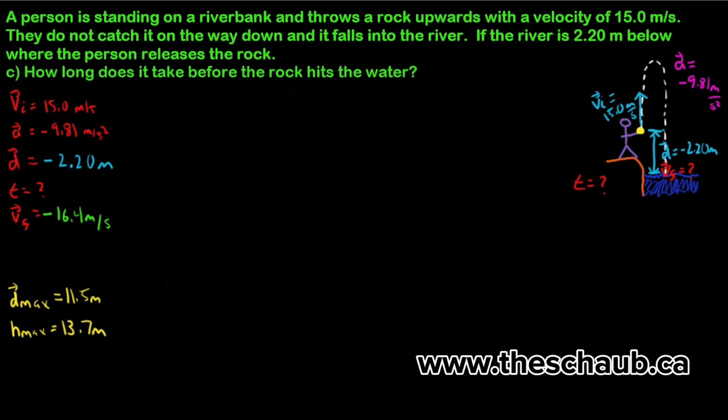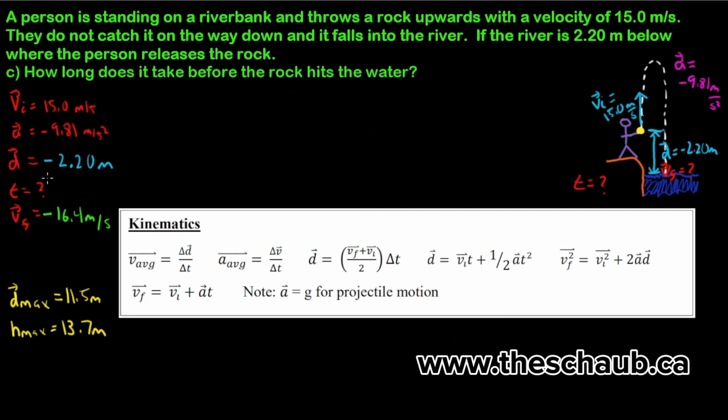In part C, we're asked, how long does it take before the rock hits the water? We have 4 variables that we have a value for and only one unknown, so we're definitely ready to look right at our kinematic equations. As we have 4 variables and only one unknown, we can actually use any of the kinematic equations that has the t we're looking for in it. So this equation here doesn't have t in it, so it won't help us.